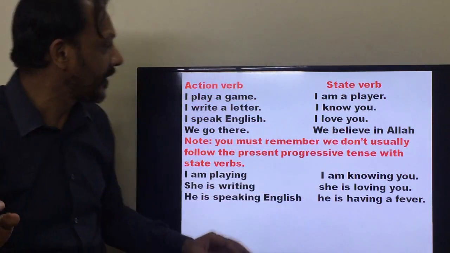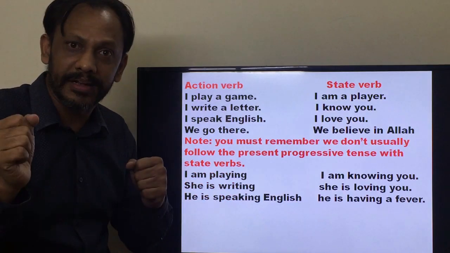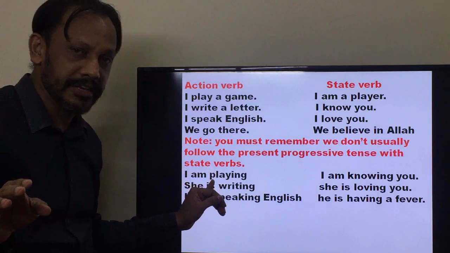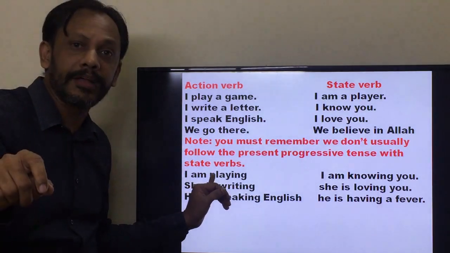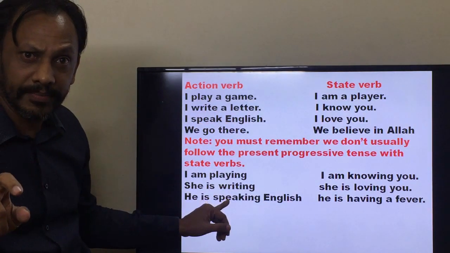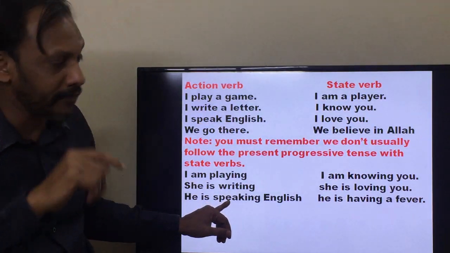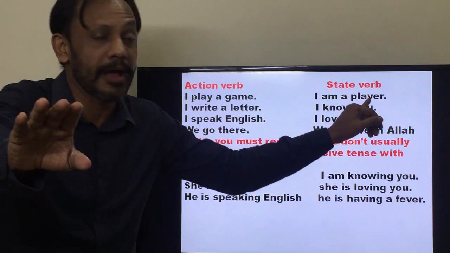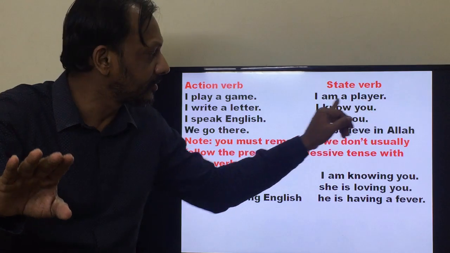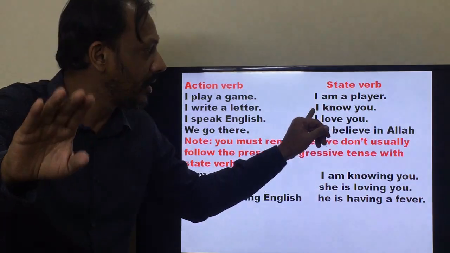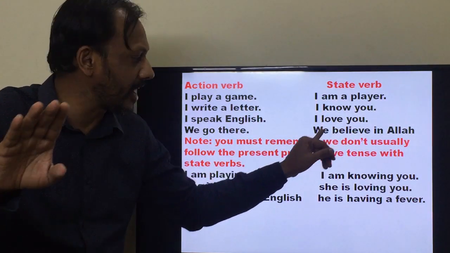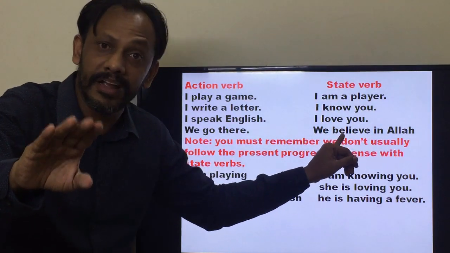And then I taught you that an action verb means there is some movement. And if the movement is in continuous form, we use the ing form. Like I play, I'm playing, she writes, she's writing, and he speaks, he's speaking. But if you talk about a state verb, like I am a player, there is no action, there is only introduction. This am here is a state verb. I know you. Know is a state verb. I love you. Love is a state verb. We believe in Allah. Believe is a state verb.